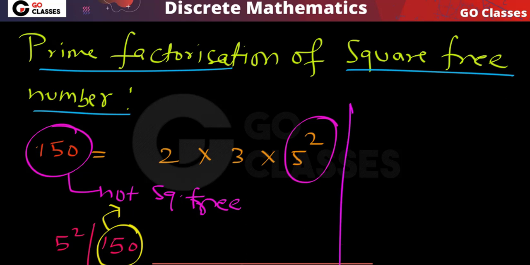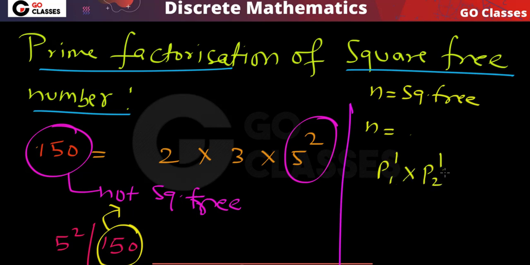So what will the prime factorization look like for a square free number? If n is a square free number, then the prime factorization will be like this: the power will always be 1. The power of every prime number in the prime factorization will always be 1. This is the definition of square free.